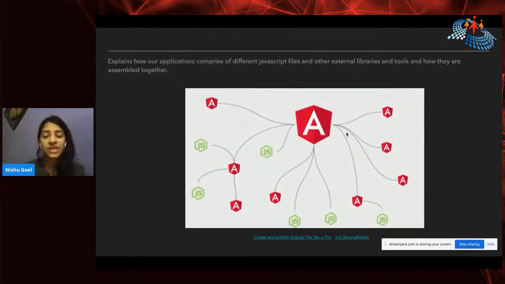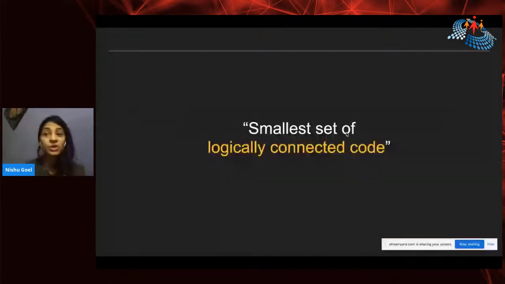And then that makes me come to the point of the use of library and how it really helps us. So this is the definition that justifies the use of library, kind of. So it says it's the smallest set of logically connected code.